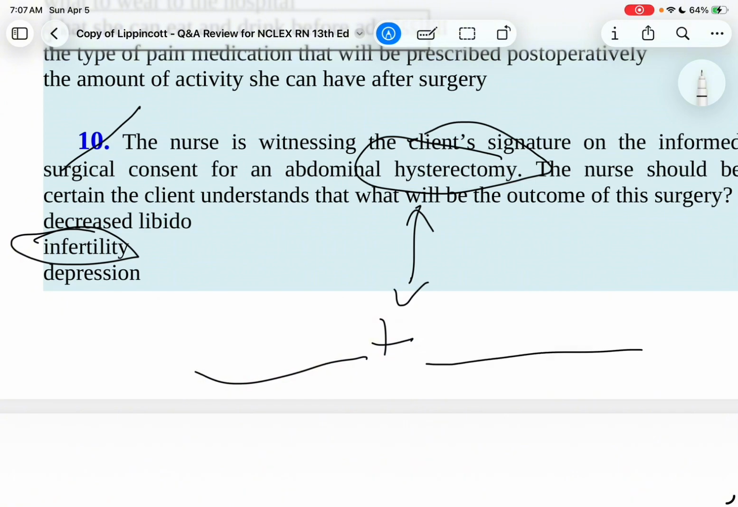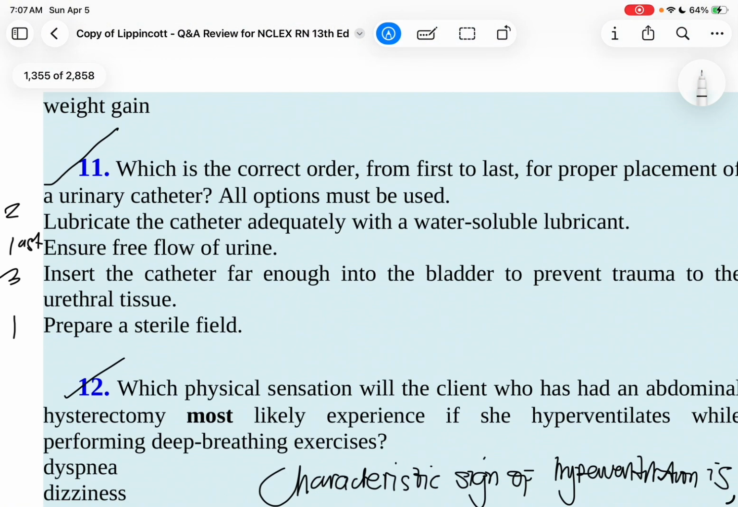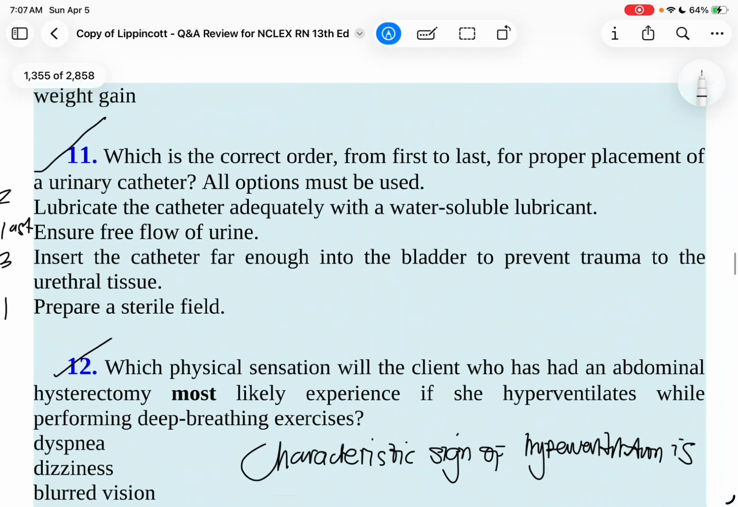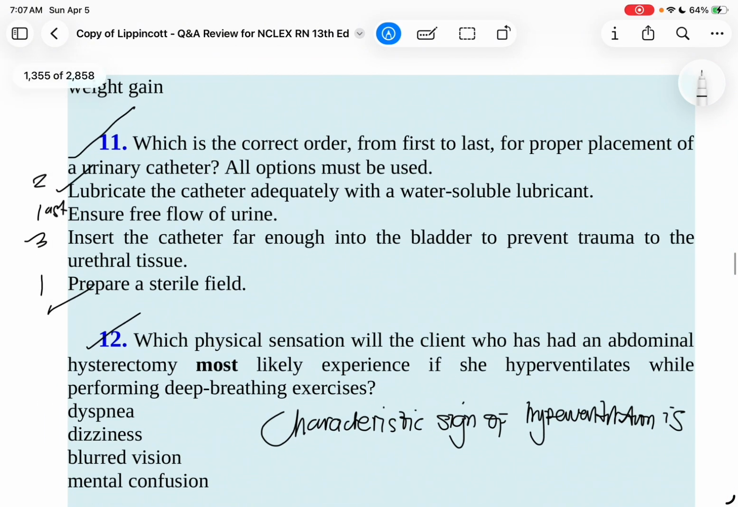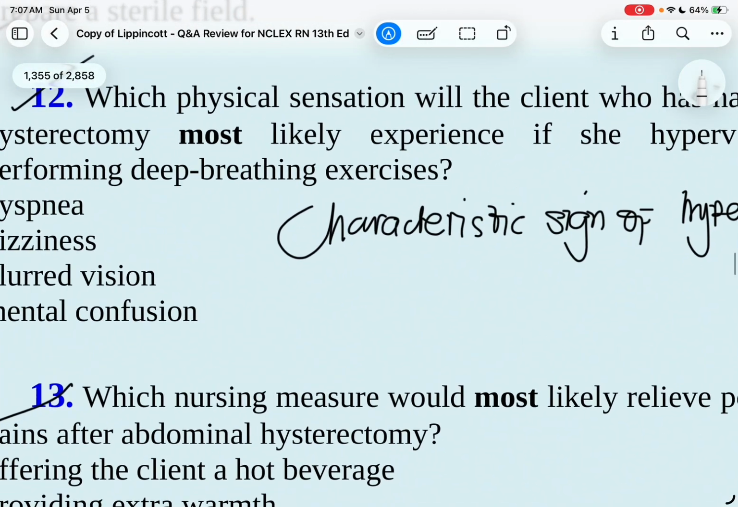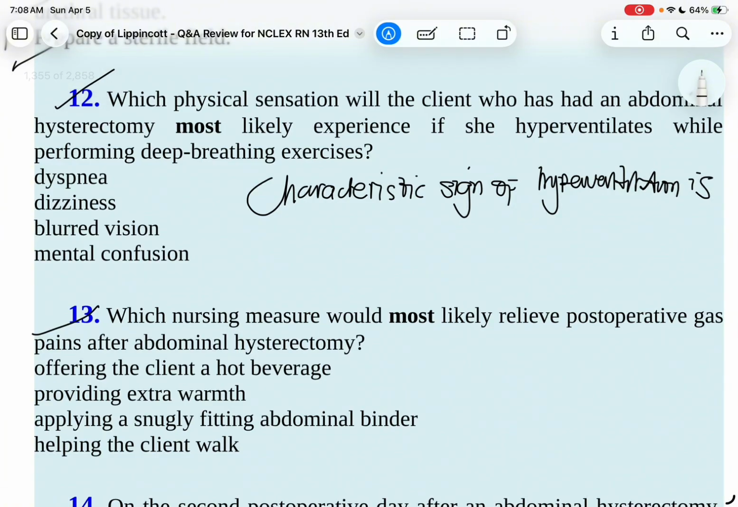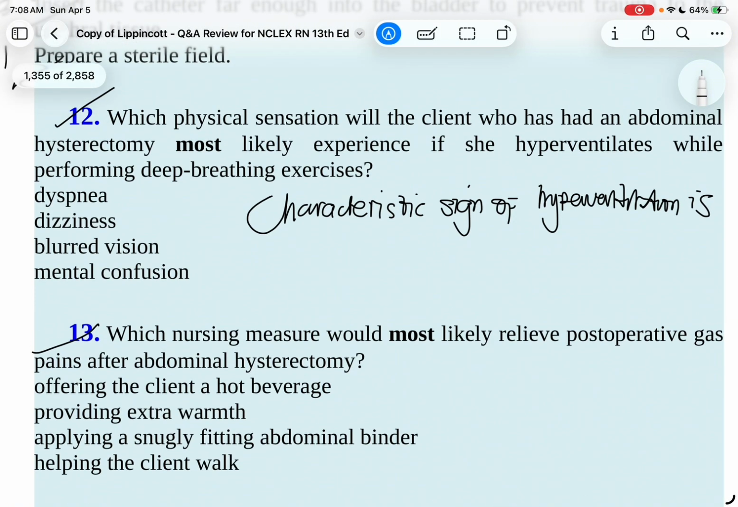Which is the correct order from first to last for proper placement of a urinary catheter? So sterile field, lubricate, insert, and ensure the free flow of urine. Which physical sensation will the client who has had an abdominal hysterectomy most likely experience if she hyperventilates while performing deep breathing exercises? So dizziness.